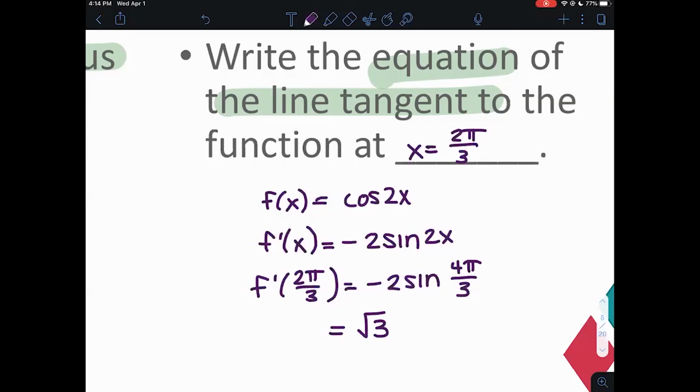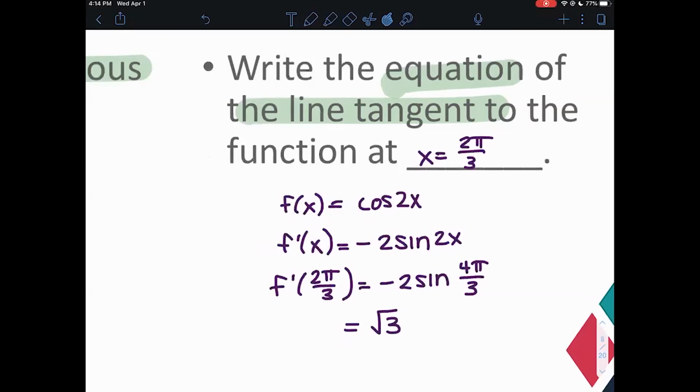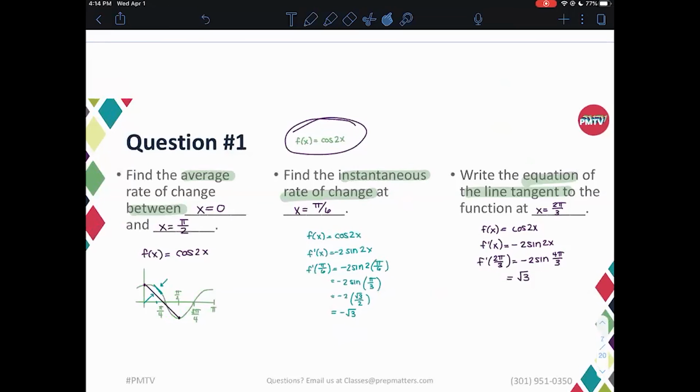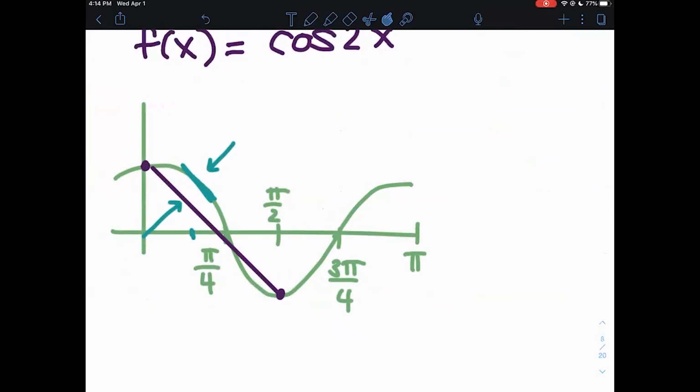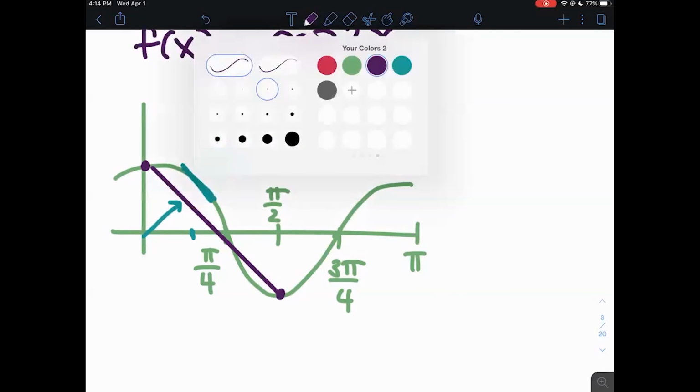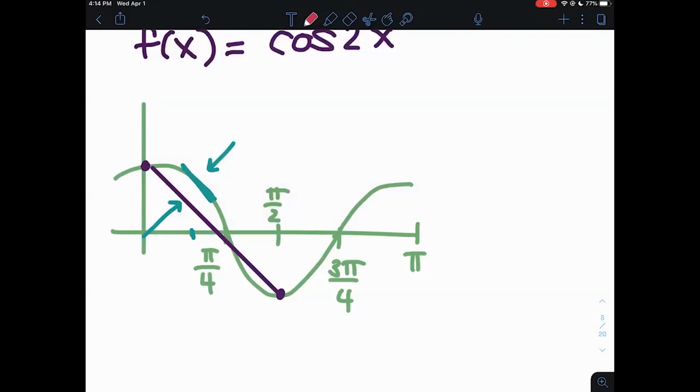I would urge you to then go back to your graph, back to thinking about a graph, and think through whether that makes sense or not. So 2 pi over 3 is between pi over 2 and 3 pi over 4. It is, let me get a different color, it is like here-ish. If I drew a tangent line, it would have a positive slope. Great, so there's an easy way to check yourself.